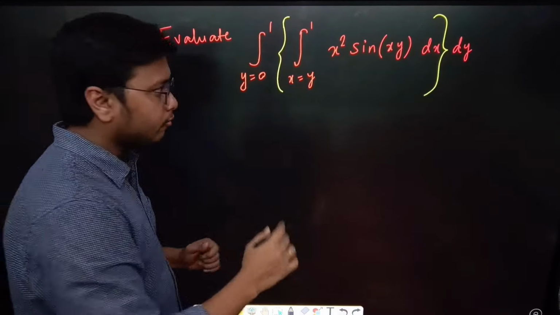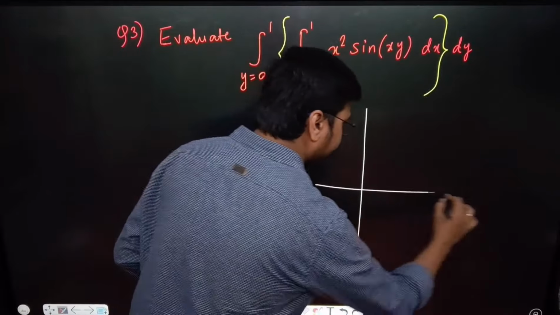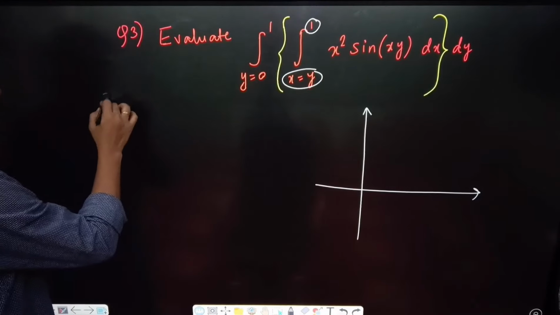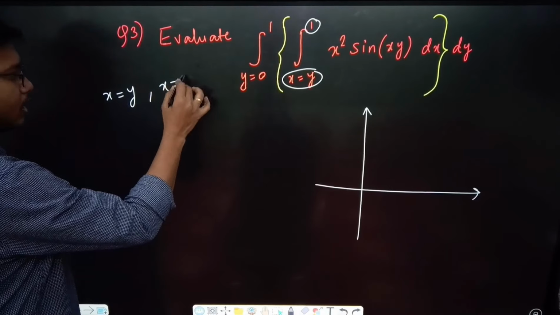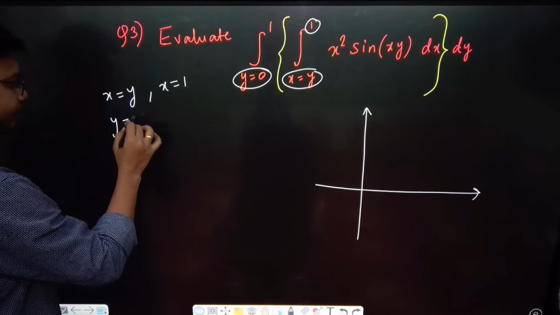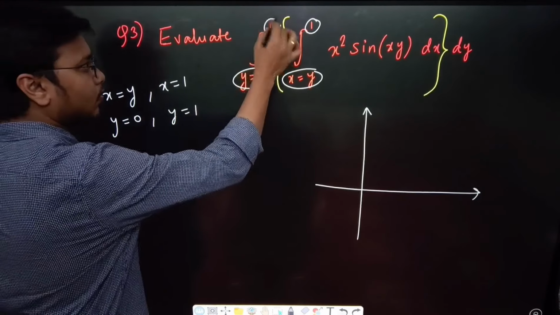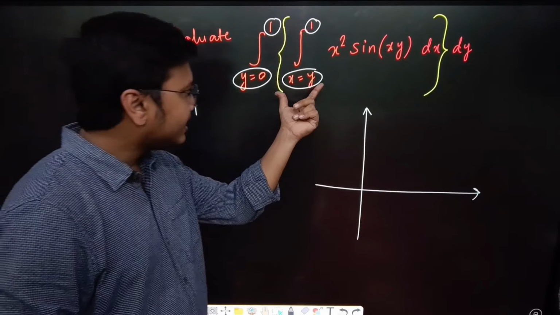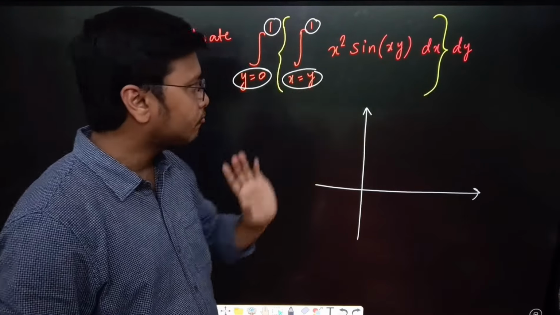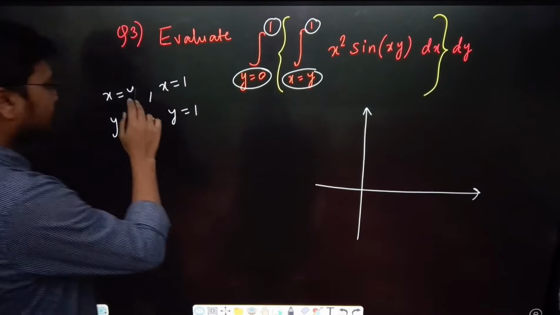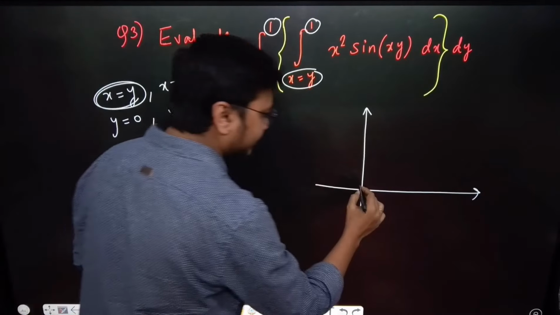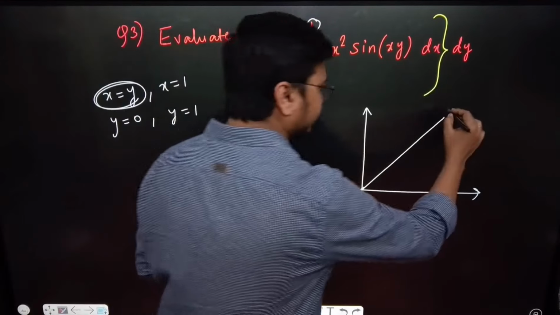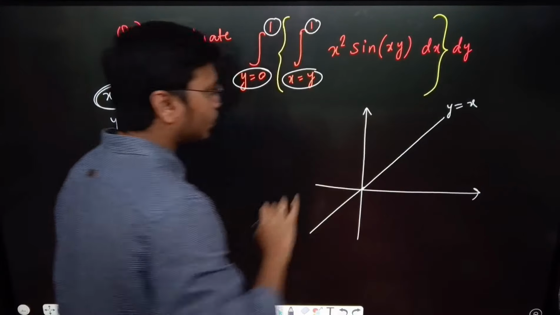So let's try to draw the figure which is given by these four curves, x equals to y, x equals to 1, y equals to 0, and y equals to 1, right? Y equals to 0 to 1, x equals to y to 1. So as you can see, initially we have x as a function of y. Okay, now what is the curve x equals to y? It's simply a straight line passing through origin, making 45 degree with the x-axis. So that's my x equals to y line.